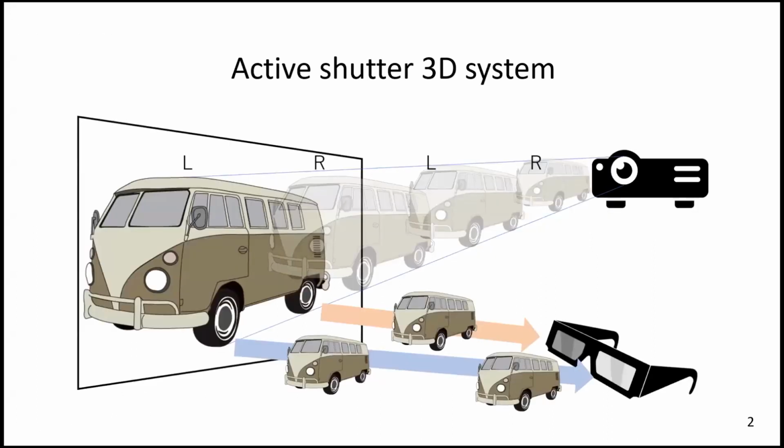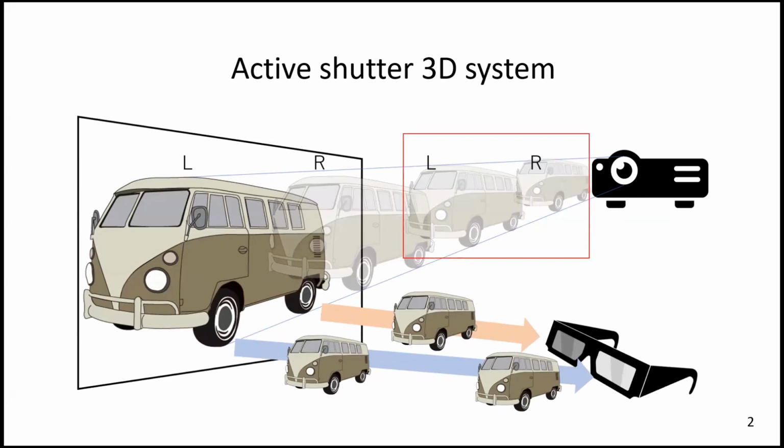As a research background, 3D viewing of images is often used in advertising, movies, and other media because it can enhance the sense of presence and immersion compared to 2D viewing. There are several methods for viewing 3D videos, but the active shutter 3D system is commonly used in movie theaters, as shown in this figure.